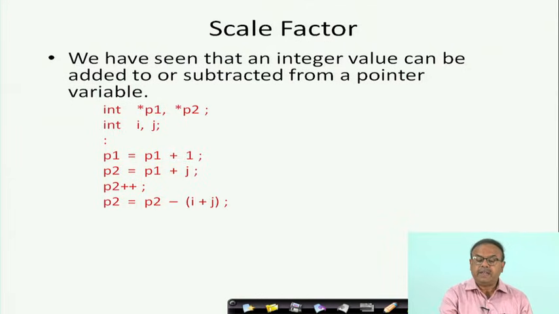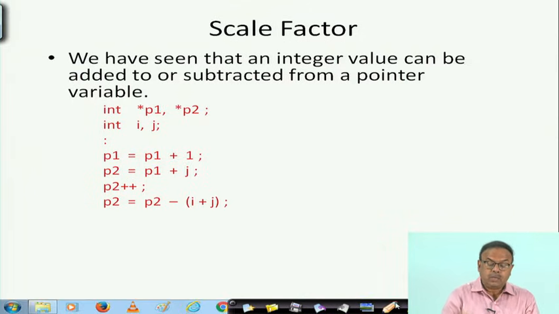We have seen that an integer value can be added or subtracted. So, here let us look at this. P1 and P2 are 2 pointers of type integer. I mean P1 is pointing to an integer, P2 is also pointing to an integer, all right. Now, i and j are 2 integer variables. P1 is assigned P1 plus 1. That means P1 was pointing somewhere, but I am just adding some constant to that.